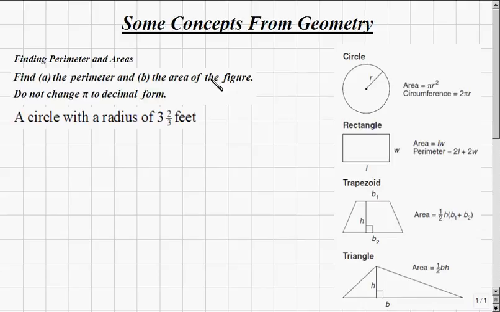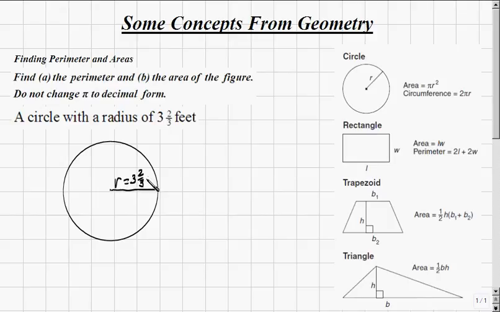Let's find the perimeter and the area for the figure below, a circle with a radius of 3 2/3 feet. To begin this problem, let's draw a circle. So we've drawn the circle, and in this figure, we'll label from the center of the circle to the side a radius. The radius of the circle we see is 3 2/3 feet.